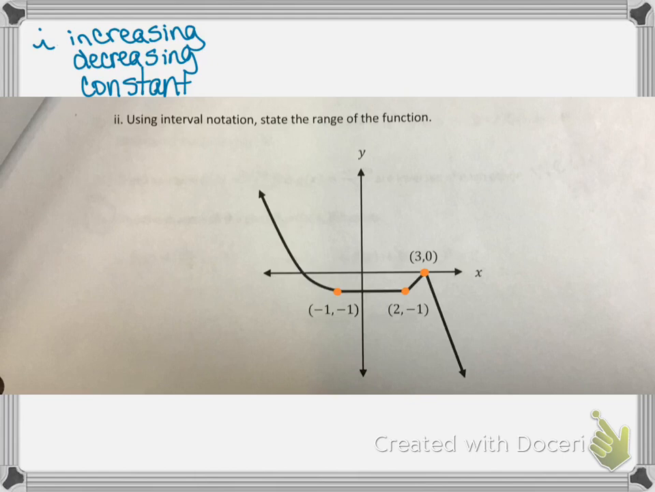So part 1 of this question says, talk about where it's increasing, talk about where it's decreasing, and talk about where it's constant. So our increasing, it looks like we've only got a very small portion where it's increasing, and it's right here. We are only looking at the x values. So we're only looking at the 2, and we're looking at the 3. That's where it's increasing. So it's increasing 2, 3.